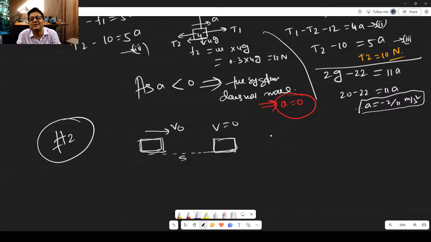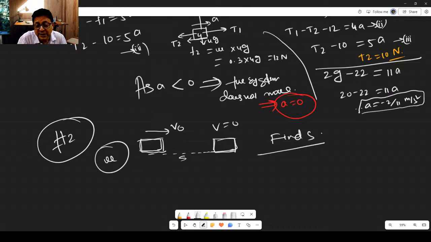My question is, if we have given the initial velocity v0, after what distance does it stop? If the coefficient of friction is mu, find the value of s. How to find s? Are the laws of kinematics applicable? Yes, kinematics laws are applicable as before. So how do you apply it?